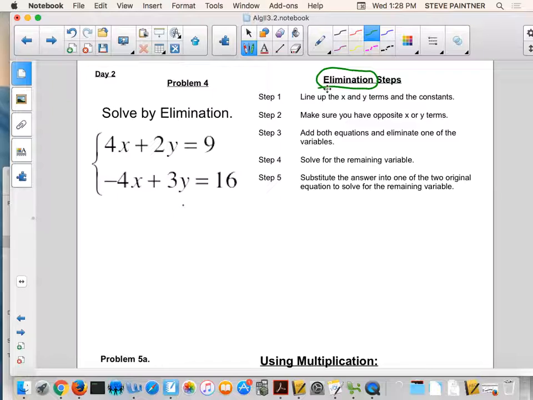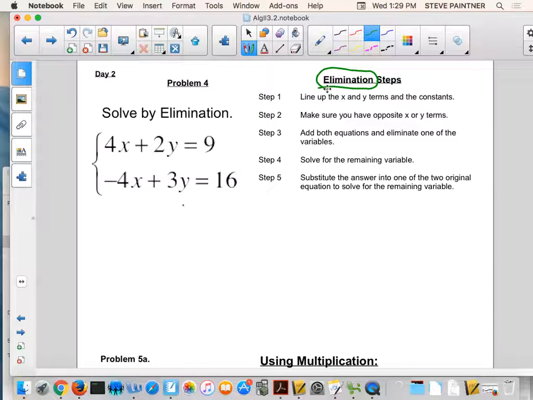Now, here's the deal. Substitution is a really nice method when you have coefficients of what? 1. See this one? 4x, not 1. 2y, 3y, 4x. They're not. This is not a good problem for substitution. So now you switch gears on the test. When you get the test next week or maybe 2 weeks from now, switch gears and do the elimination method. How do you do it?